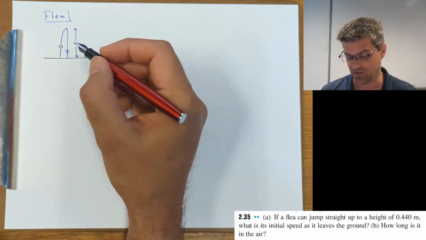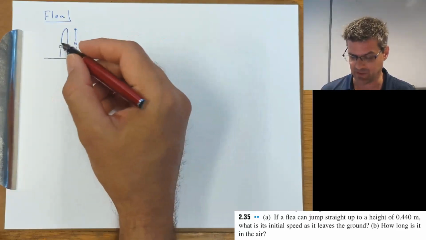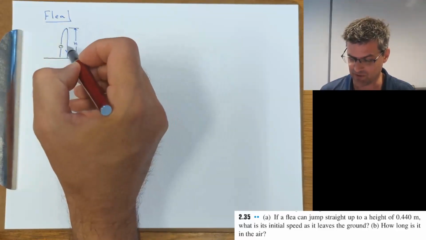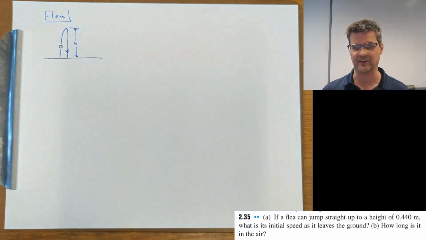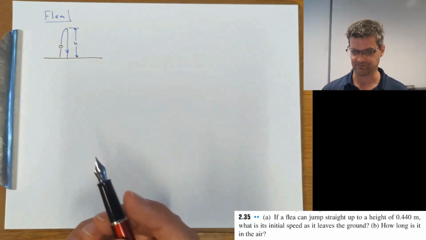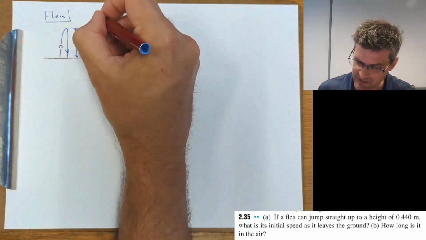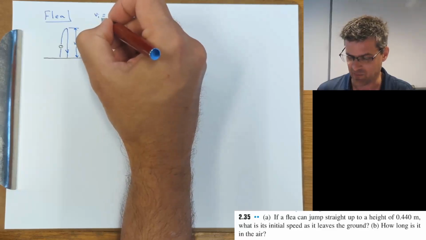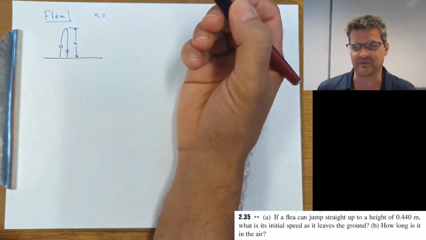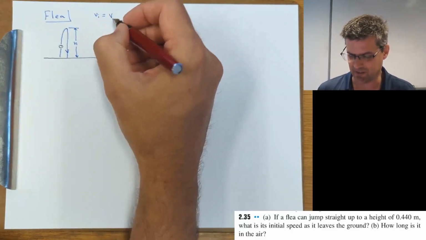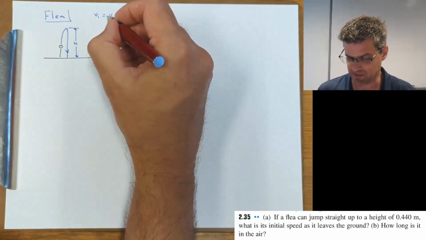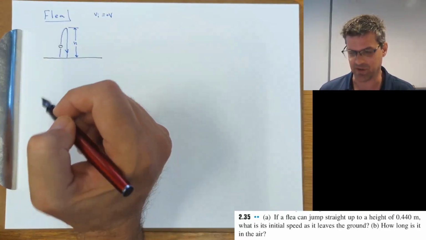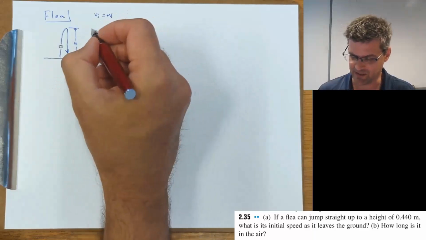Well, we'd like to see how long it's in the air, and we'd like to find its initial speed as it leaves the ground. But really all we know is how high the flea can go, and that's it. Now the flea is going to have some initial velocity, and we can call it v as it's going up. Sure, it's going to be positive. When it leaves the ground, it's going to be moving up at some final velocity.